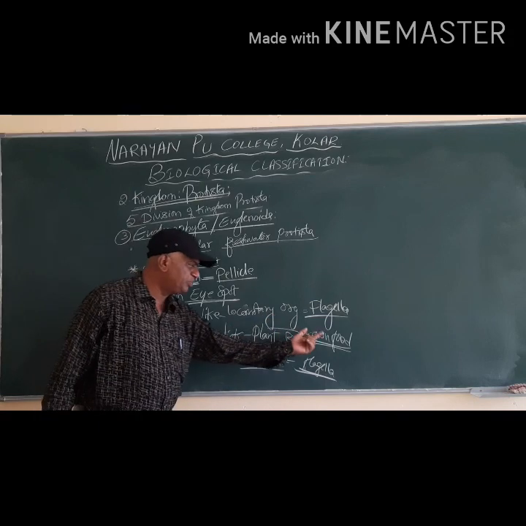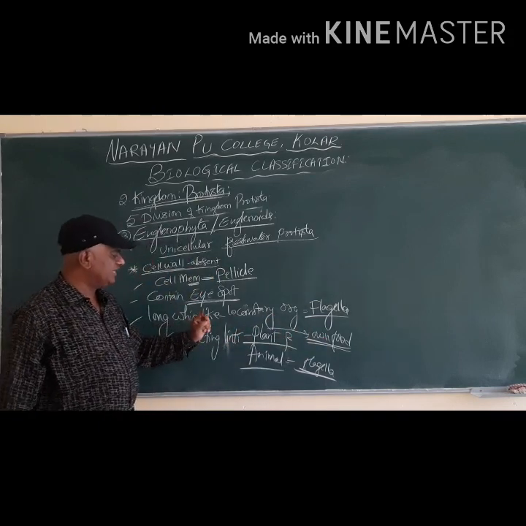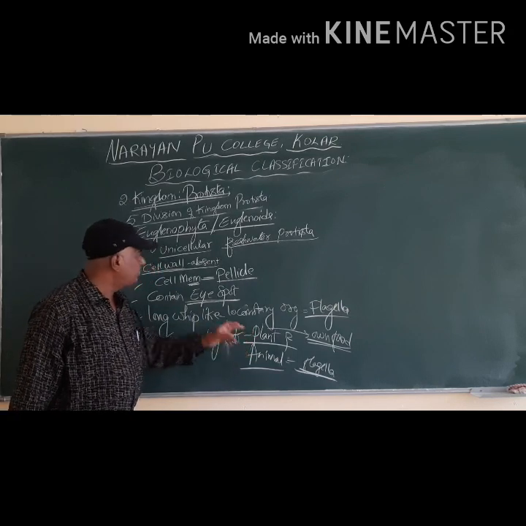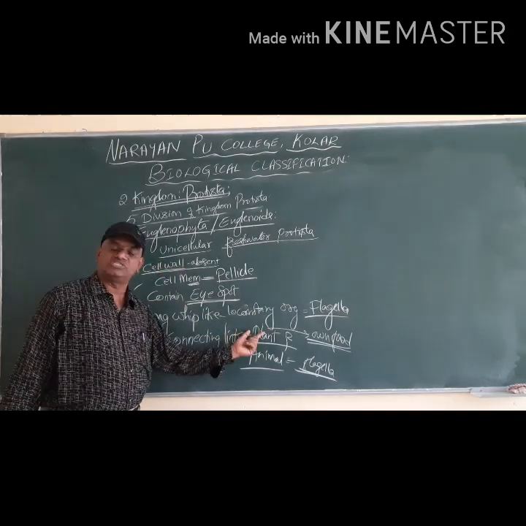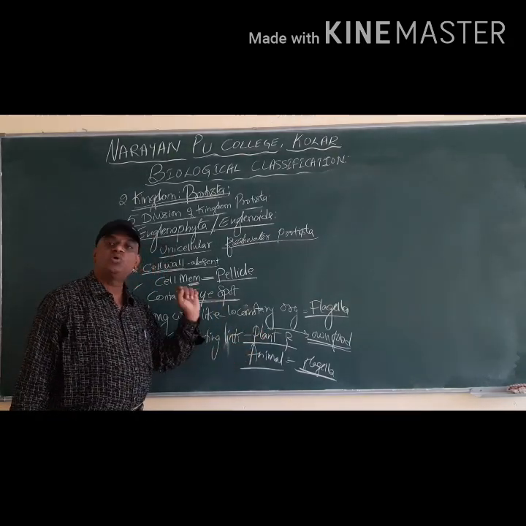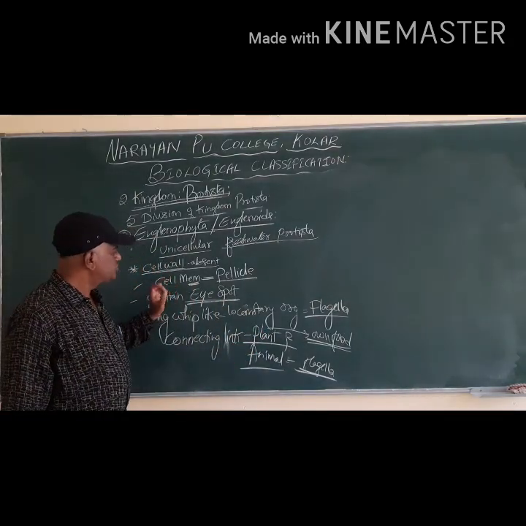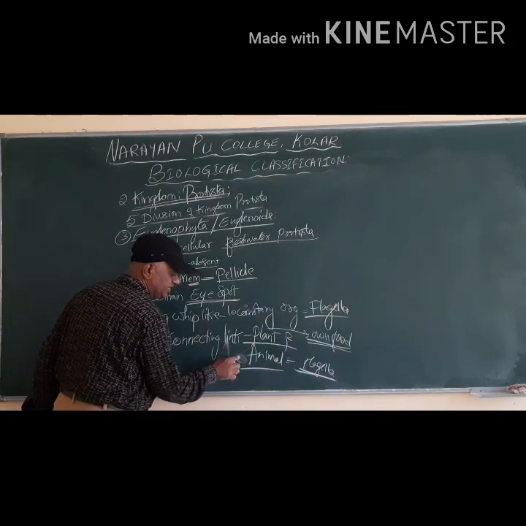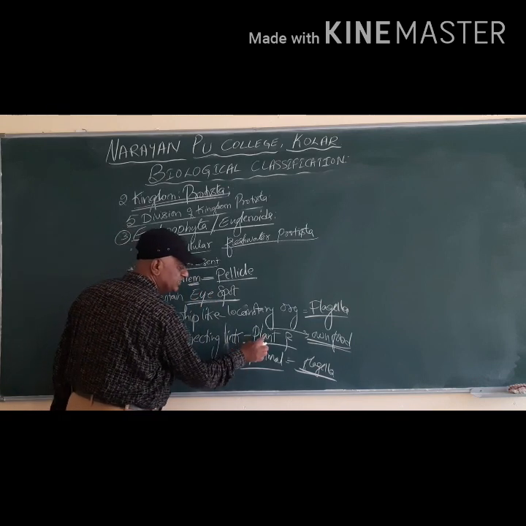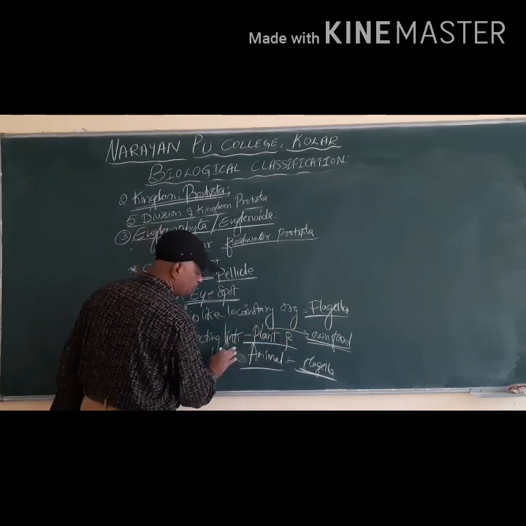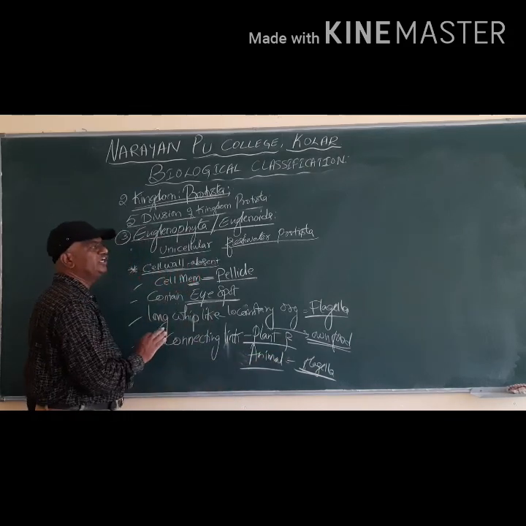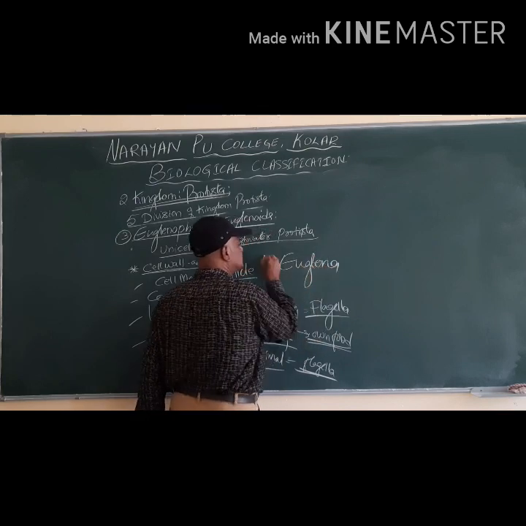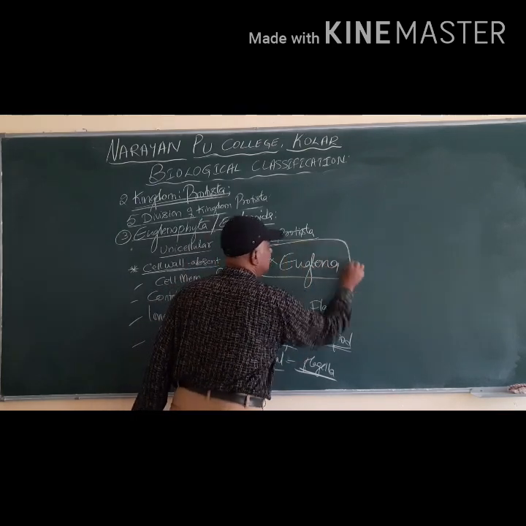As I mentioned, it can prepare its own food in the presence of sunlight, so it is photosynthetic in nature. And another important character: the plant cell wall is absent in euglena. Since the plant cell wall is absent, it is considered an animal. And since it has chlorophyll and prepares its own food, it is also called a connecting link between plant and animal. An example of this is euglena.